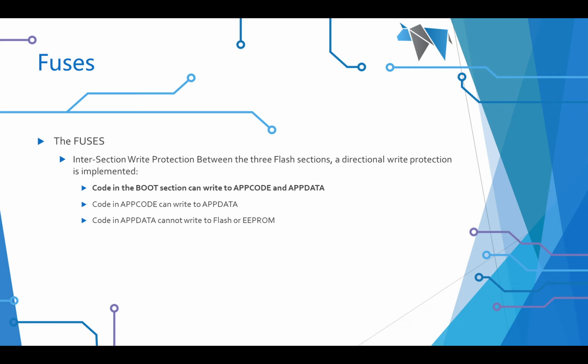very clear. Code in the boot section can write to the app code or app data. App code can write to the app data, and app data cannot write to flash or EEPROM. So if your program sits in the app data area because your fuse has been set incorrectly, you will get no write operations. And if you don't have a bootloader set, a boot end set, you don't have an app code area or an app data area. Therefore, you cannot write to them. So setting this fuse is very critical.